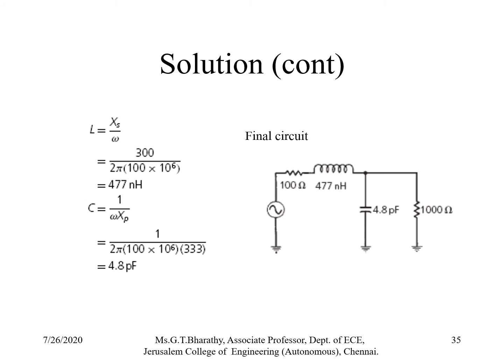Similarly, if you know the capacitive reactance Xp, you can easily calculate the capacitance value. The formula is C is equal to 1 by omega Xp. Again substituting for omega as 2 pi f, we get the capacitor as 4.8 picofarad. So this will be our final circuit, where the 100 ohms source is matched to a 1000 ohms load by a 477 nanohenry series inductor followed by a 4.8 picofarad shunt capacitor.